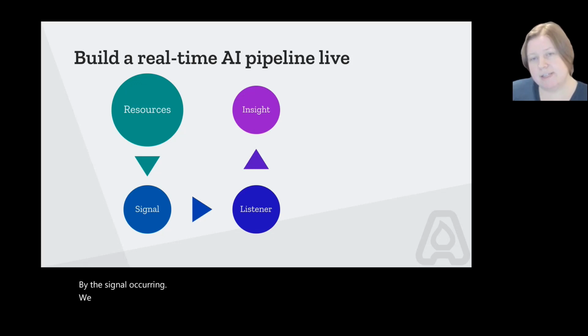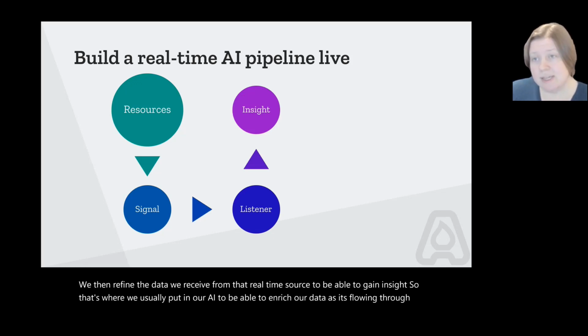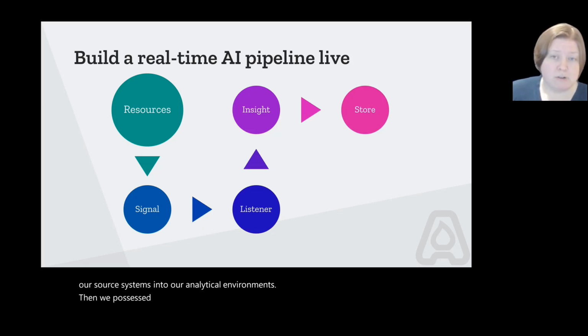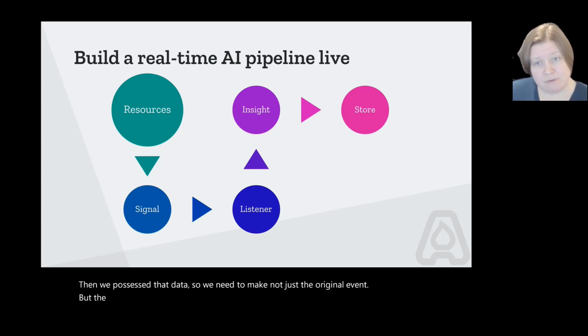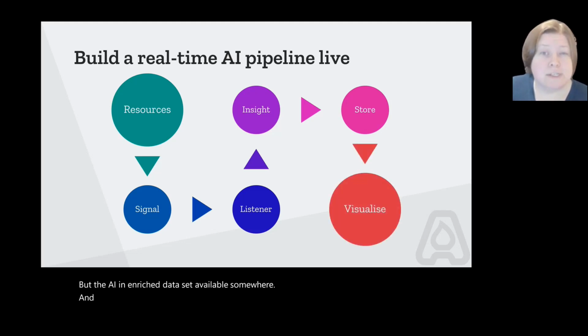We then refine the data we receive from that real-time source to gain insight. That's where we usually put in our AI to enrich our data as it's flowing through from our source systems into our analytical environments. Then we persist that data. We need to make not just the original event, but the AI-enriched data set available somewhere. And then we actually need to use it in some way.